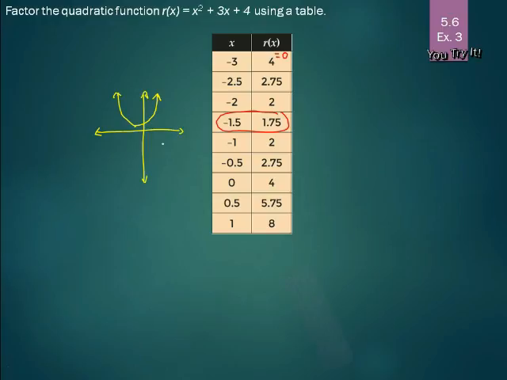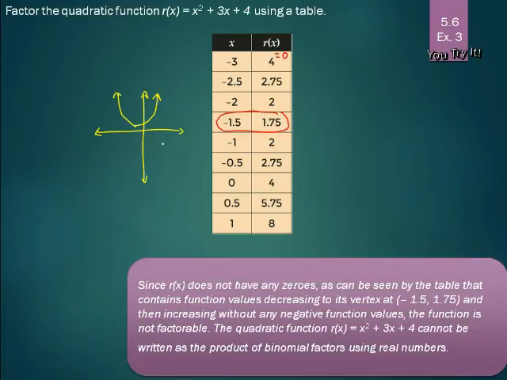And so our final answer is, since r of x does not have any zeros, as can be seen by the table that contains function values decreasing to its vertex at negative 1 and 5 tenths, 1 and 75 hundredths, and then increasing without any negative function values, the function is not factorable. The quadratic function r of x equals x squared plus 3x plus 4 cannot be written as the product of binomial factors using real numbers.